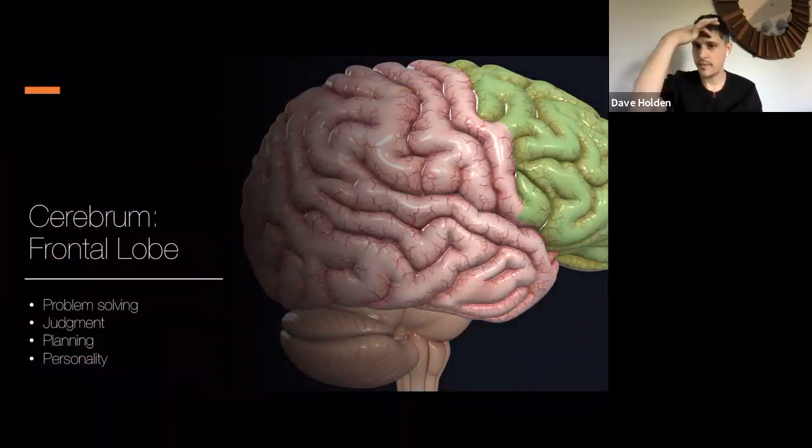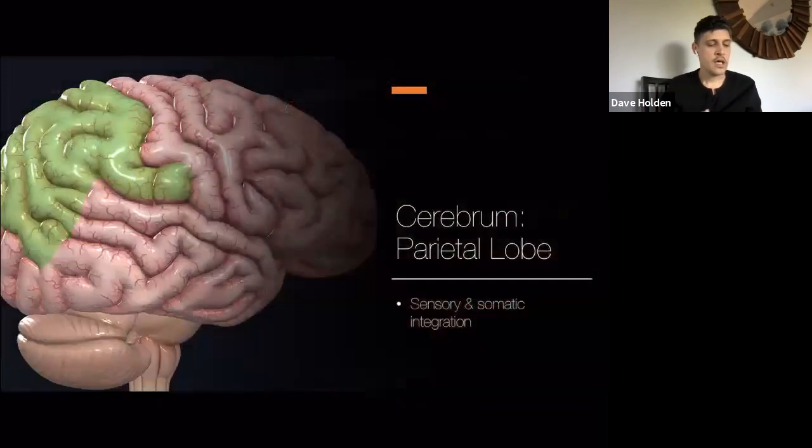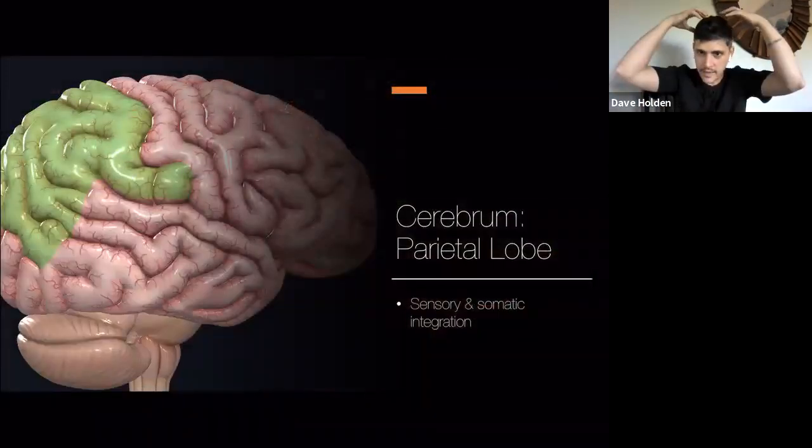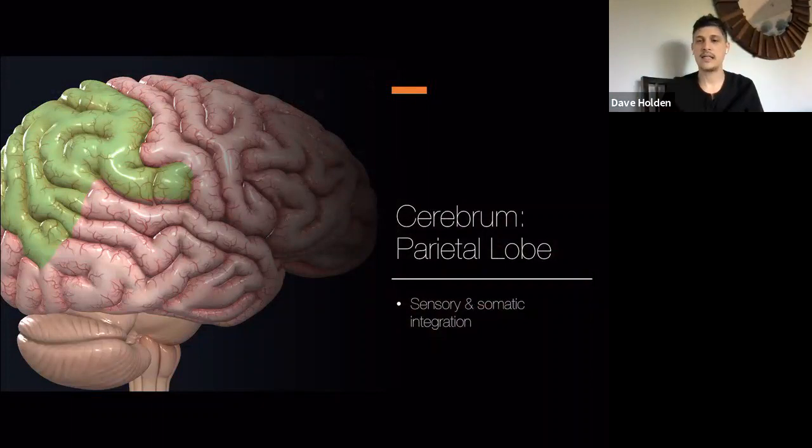The frontal lobe, right behind your forehead, deals with all of the really fancy human stuff like problem solving and multi-stage planning, and this is where your personality sits. The parietal lobe, back in the back, deals with sensory and somatic integration. So integrating all of the data that the body is collecting about pressure and temperature and joint movement so that the brain has a constantly updated model of where the body is in space and what the body is doing.